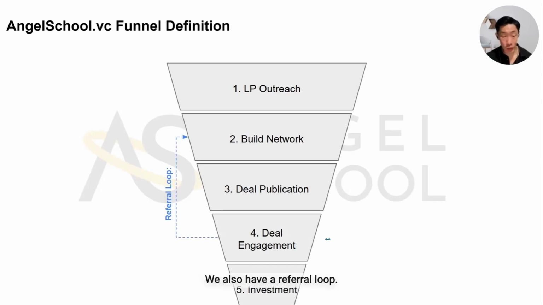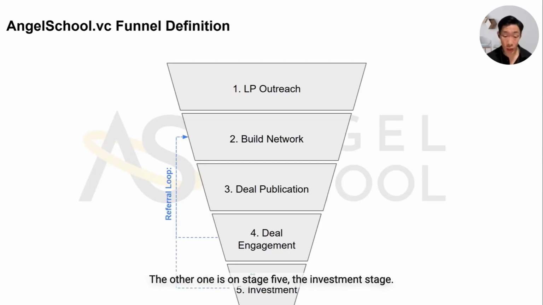We also have a referral loop. The referral loop for investor acquisition tends to happen firstly from stage 4. When investors are engaged on a deal, they are more likely to tell their friends, their network, other investors about your deal and your syndicate. So that's one acquisition channel.